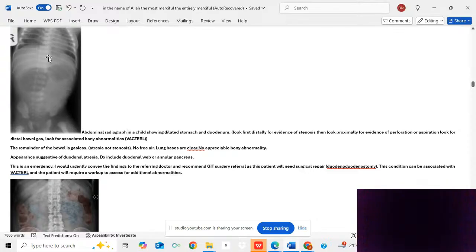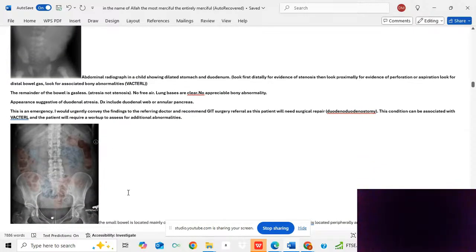The last thing you need to look for after spotting the double bubble sign is the bony abnormality because of the common association of the duodenal atresia. Duodenal atresia is commonly associated with vertebral anomalies, okay? So that's it for duodenal atresia.